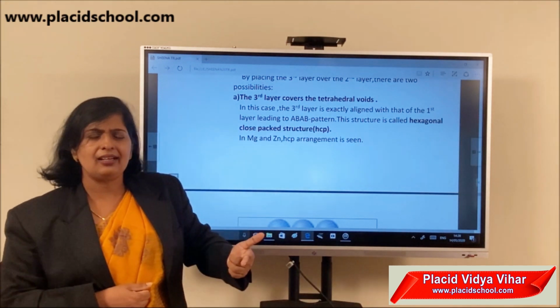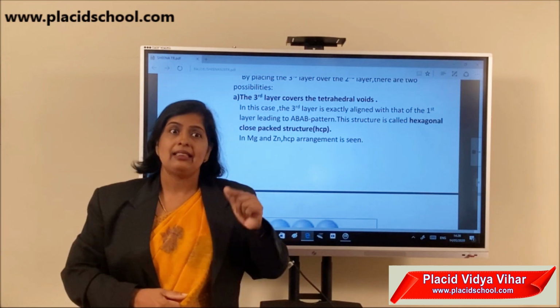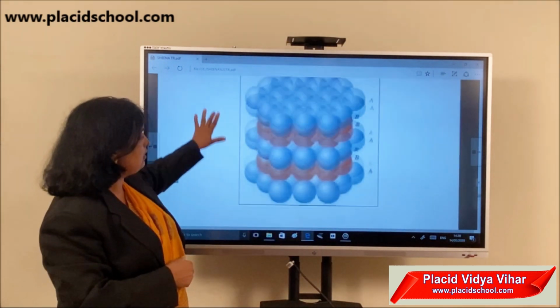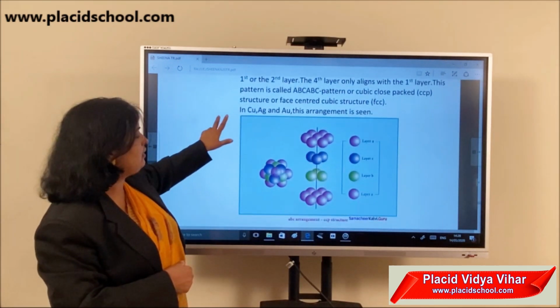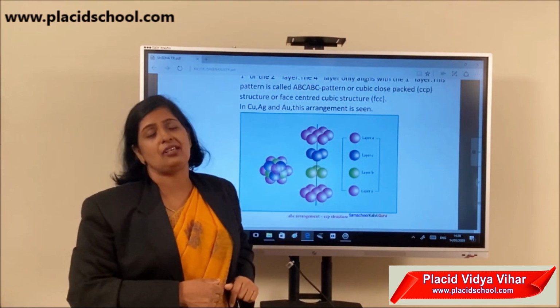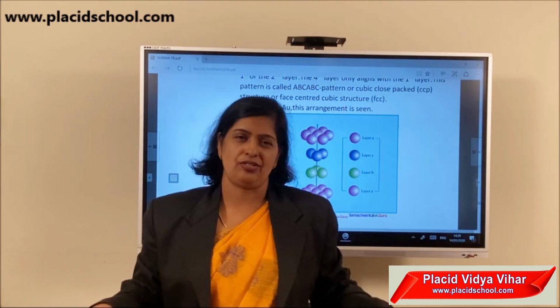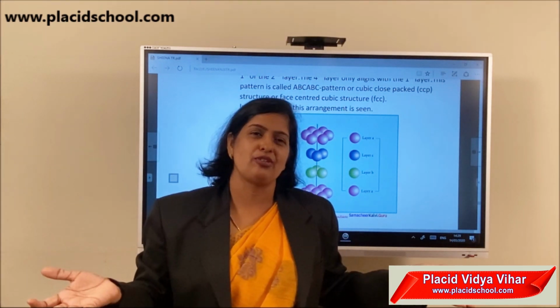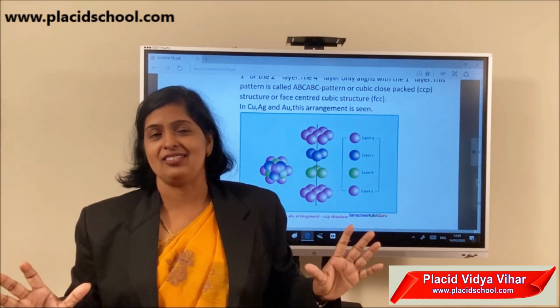If the third layer I keep on the octahedral void, then that is shown here. If I am keeping it on the octahedral void, then the third layer does not align with the first layer. We can try this at home using oranges. Buy about 3 or 4 kilograms of oranges and we can try this. Then it will be very clear to you.